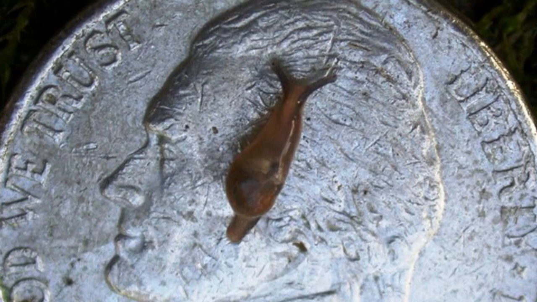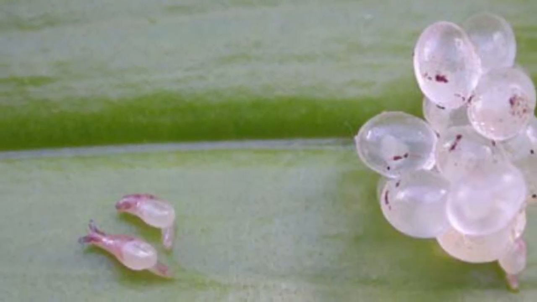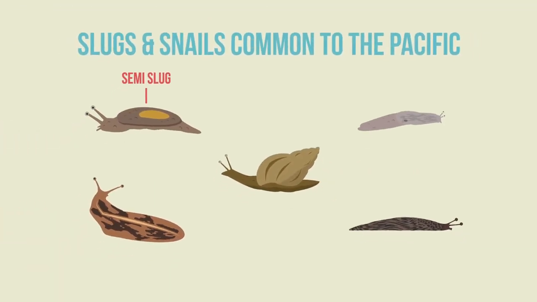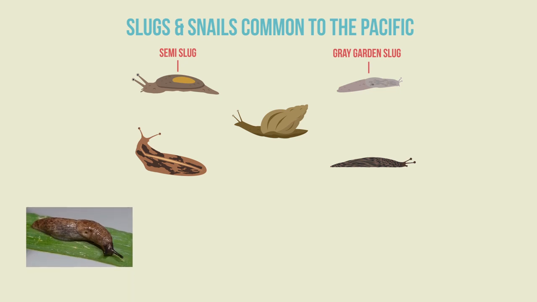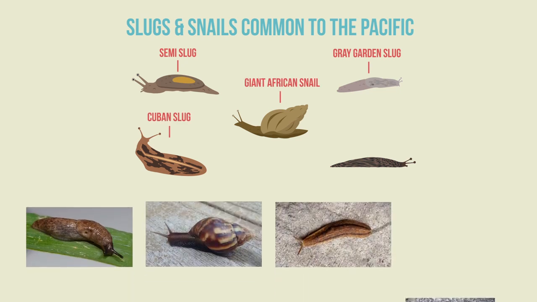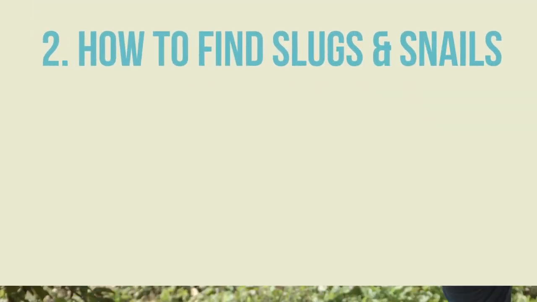The appearance of slugs and snails depends on their life stage and varies from eggs to juveniles to adults. It's important to be able to recognize all life stages. Other slugs common to the Pacific are the gray garden slug, the giant African snail, the Cuban slug, and the leopard slug. Second, find out if you have slugs or snails in your garden.